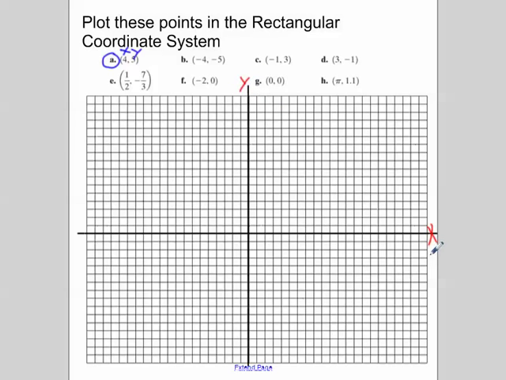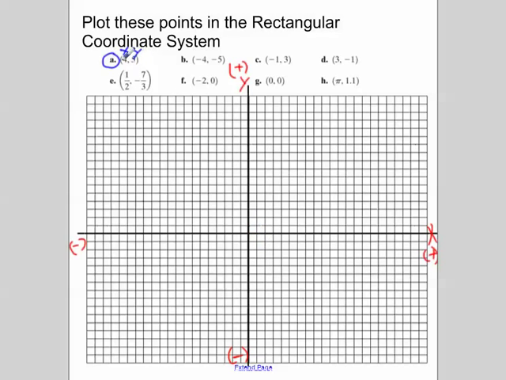And by the way, here's my positive x direction, here's my negative x direction. Here's my positive y direction on this axis, and here's my negative y direction on my y-axis. And keep in mind, we're always measuring from our origin. The origin is (0, 0), where the number line of x is 0 and the number line of y is 0. That's our origin, and that's where we count from.